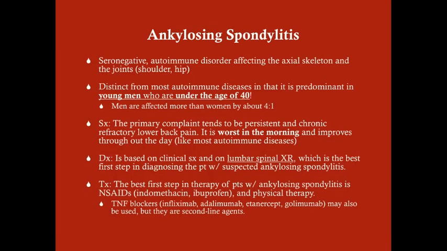What do we do for treatment for ankylosing spondylitis? The best first step is going to be NSAIDs and physical therapy. Second line therapy, which is pretty much universal, is TNF blockers. And that includes infliximab, adalimumab, etanercept, golimumab. There's tons of them now. And these are very, very good drugs. Unfortunately, they reduce your immunity, so you need to test for TB before you prescribe these drugs, but they are quite effective.